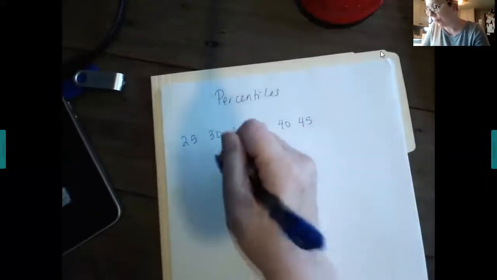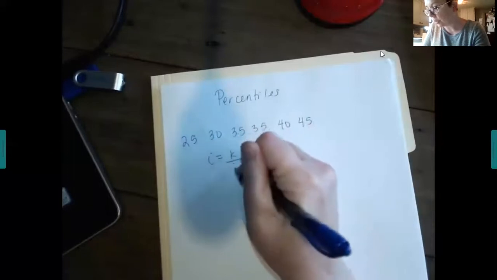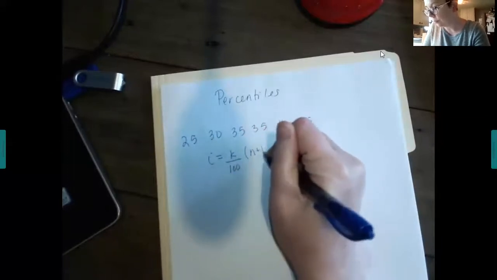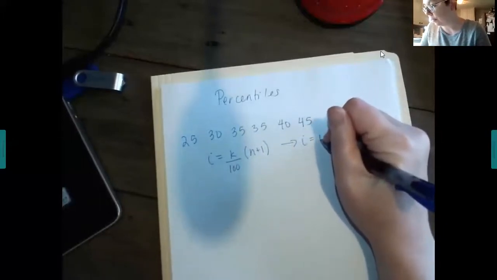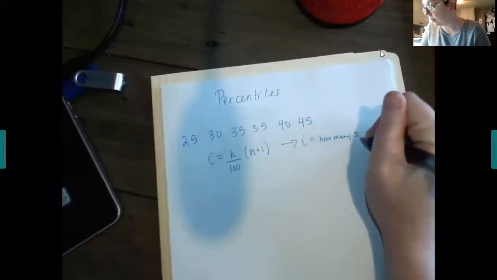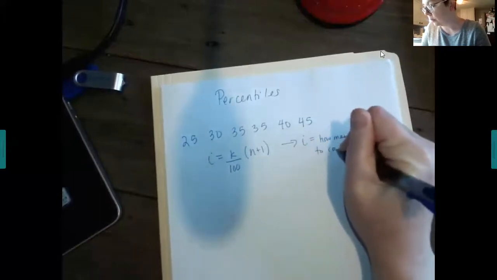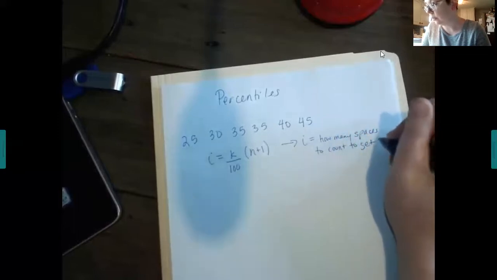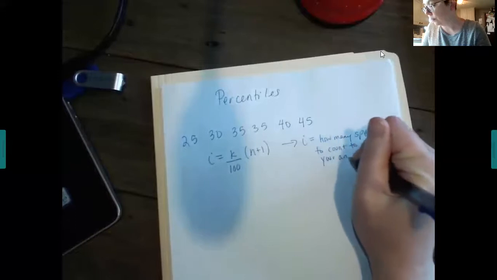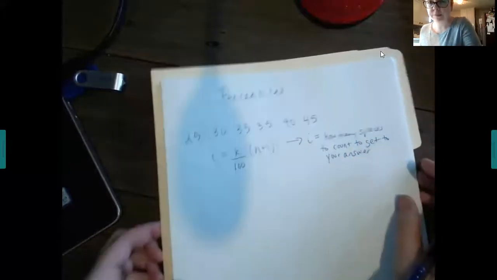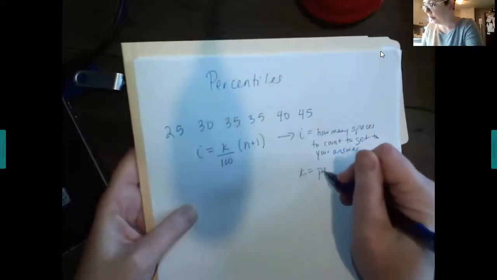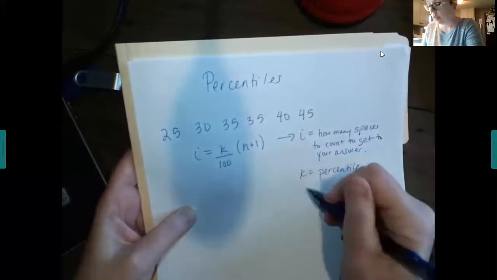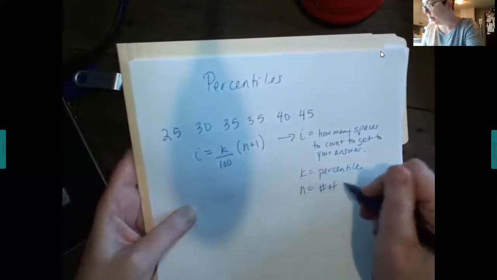So that formula, if I remember correctly, which earlier I forgot, but the formula that we've been using looks like this. And I is just telling us how many spaces to count to get to your answer. Hopefully you can read that. Okay, there we go. And K is the percentile that you're looking for. And N is the number of numbers that you have.